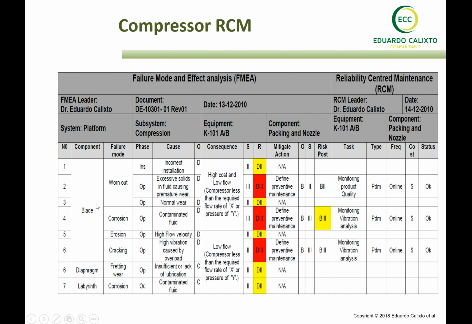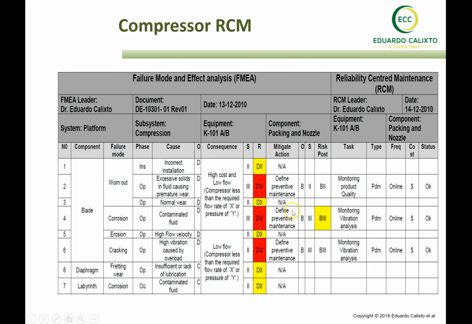So the blade, for example, is one of the critical parts of the compressor and the turbine, and we need to pay attention to critical issues. During the FMEA, we defined that we have a critical issue for the failure mode worn out, and that's the excessive solid in fluid causing premature wear out. Okay, so for this case, we need to monitor the product quality, and concerning corrosion.